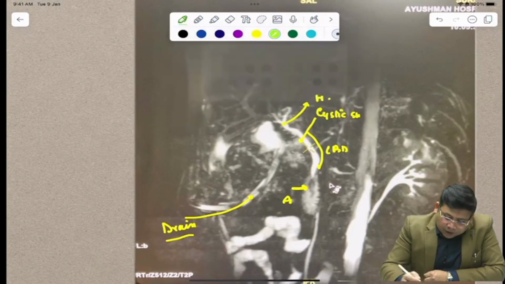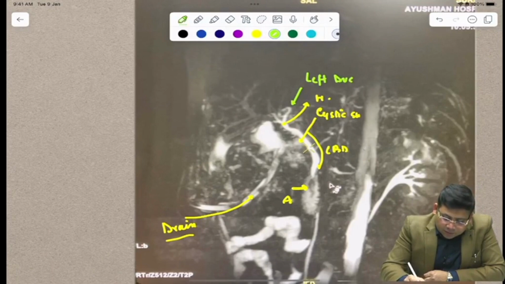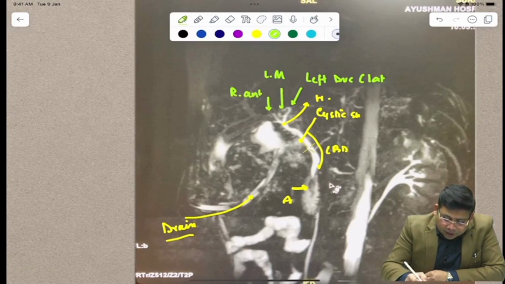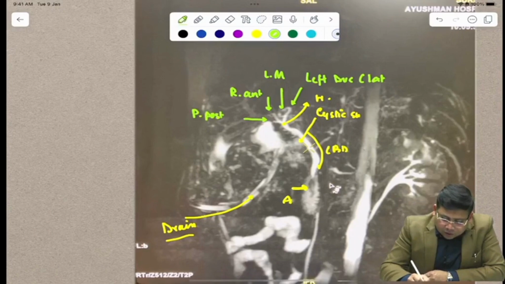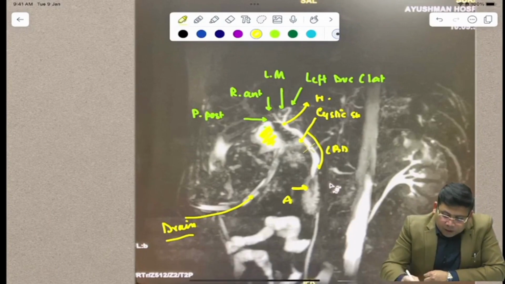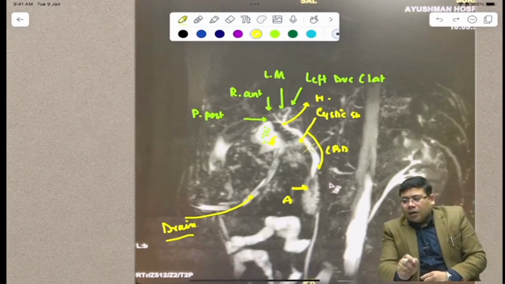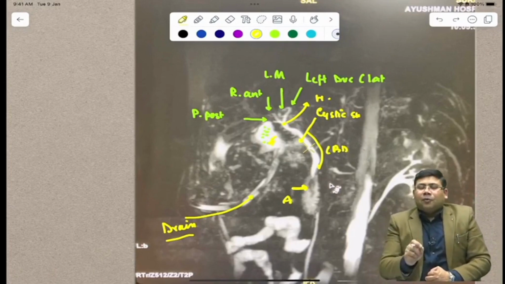Okay. What else? Students, this is the left lateral duct, this is the left medial duct. So left medial, left lateral. This is the right anterior duct, and if you see, this is the right posterior duct, and from the right posterior duct the contrast is coming out, and this is what is making it very special. Can you see? So this is an injury involving the right posterior duct.